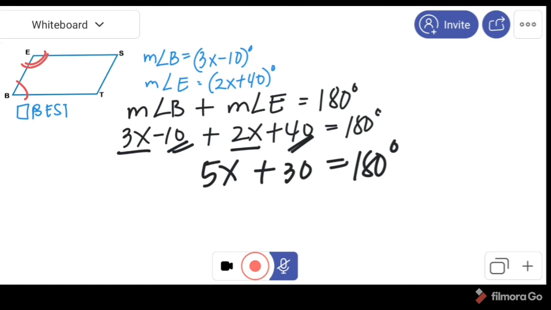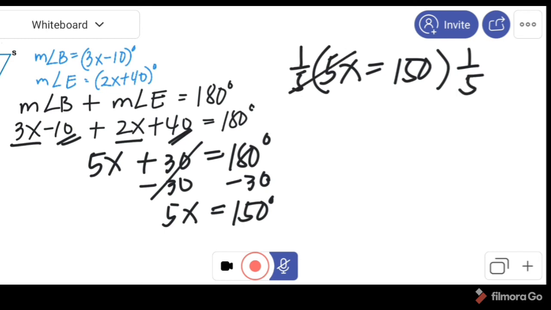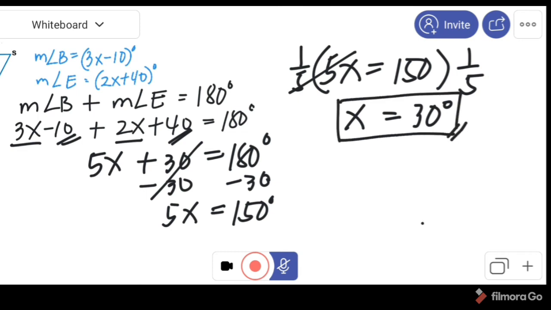Next, using addition property of equality, leaving variables on the left side, we have minus 30. So this is now cancelled, is equal to 0. Then we have 5x left on the left side is equal to 180 minus 30 is 150 degrees. Next, 5x is equal to 150. Next is, correct, multiplication property of equality. We multiply 1/5 on both sides of the equation so that 1/5 times 5 is equal to 1 times x is equal to x. 150 times 1/5 is equal to 30 degrees. So the value of our x is equal to 30 degrees.